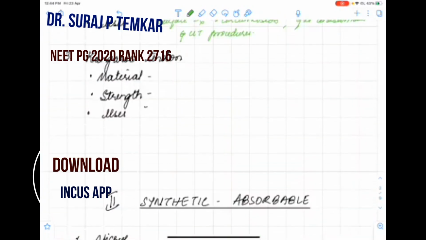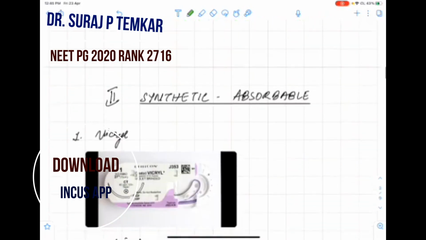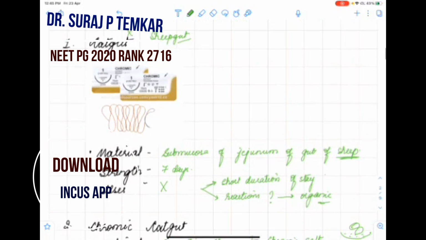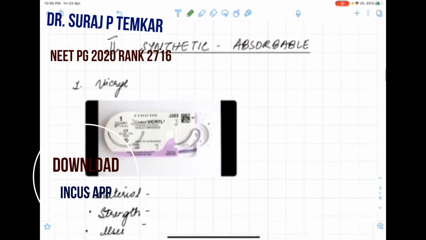The material of kangaroo tendon is from the tail of kangaroos, hair obviously, fur rather. Strength is similar, up to 2 weeks approximately, and it's no longer used. It's just for theoretical purposes. So we finished the absorbable natural. Now coming to absorbable synthetic.